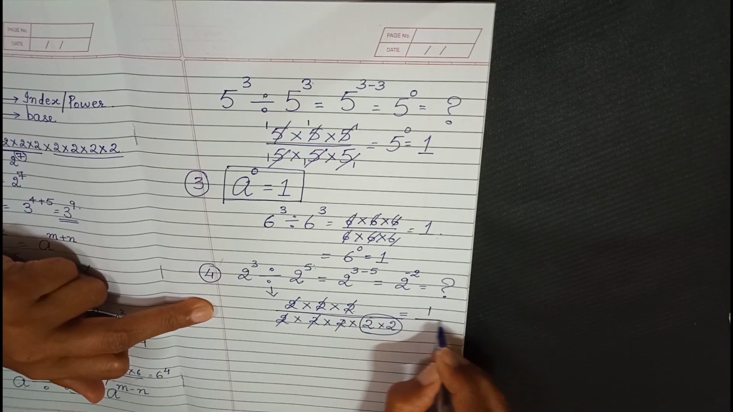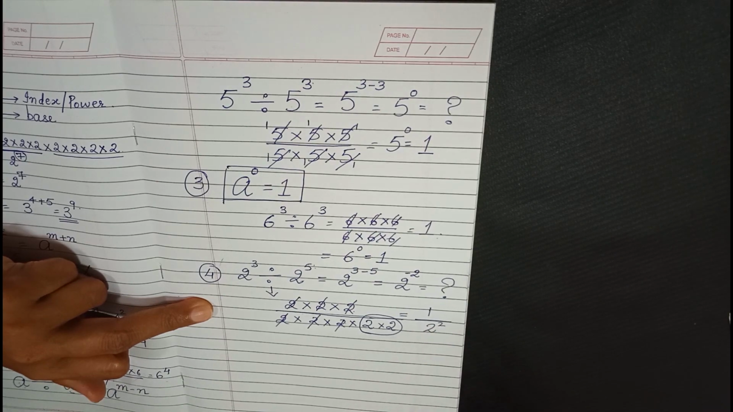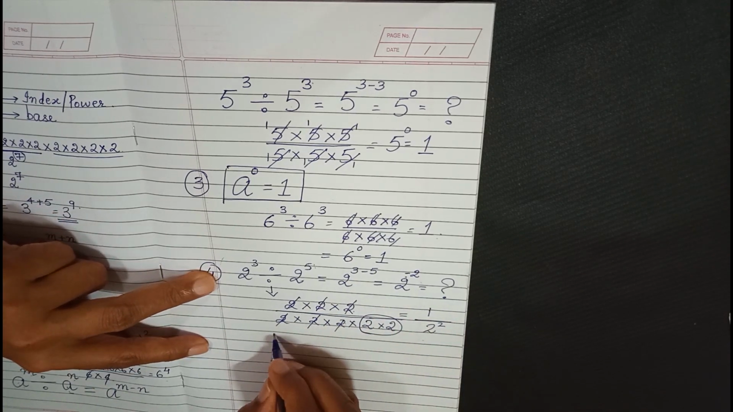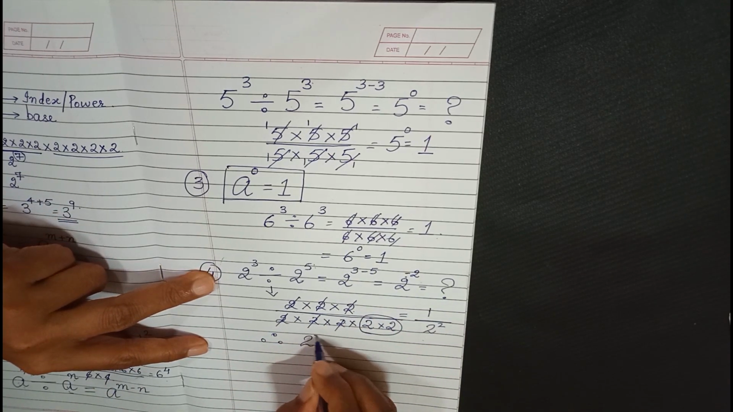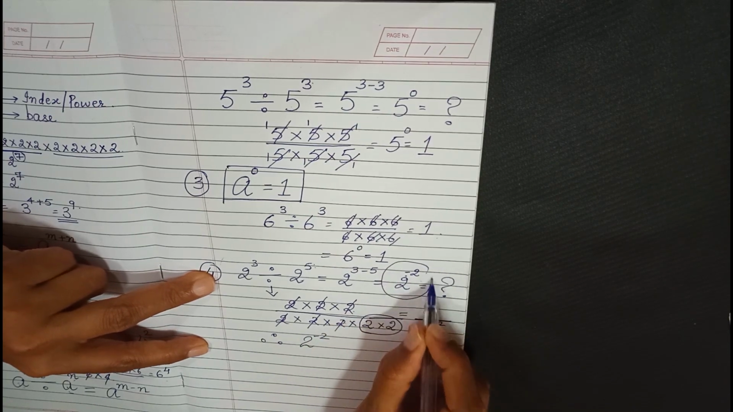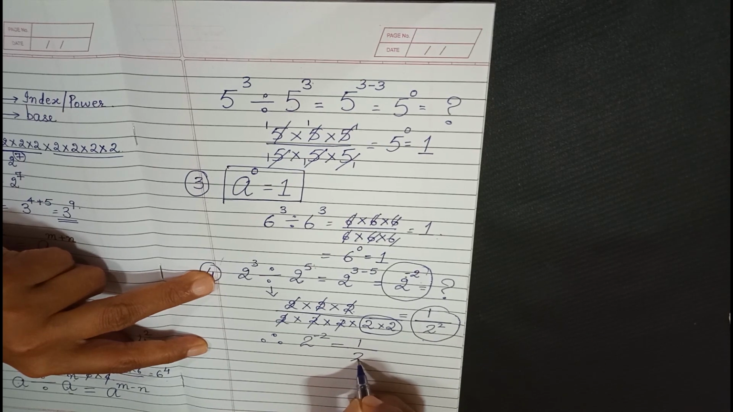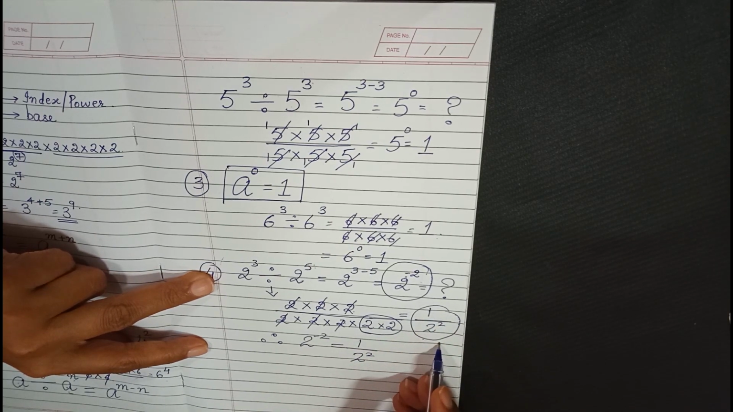So I write 1 here and 2 raised to 2. But both these are equal, right? This is as per the formula, this is as per the expansion. So what we get from here is 2 raised to minus 2, which I got from the formula, will be equal to 1 upon 2 raised to 2, which I got after expansion.